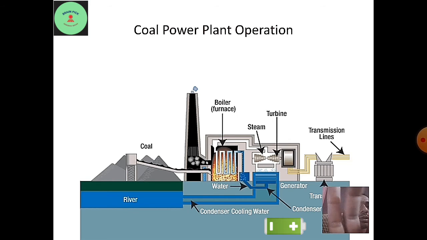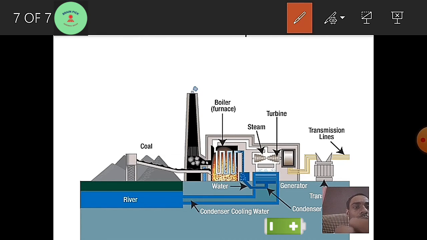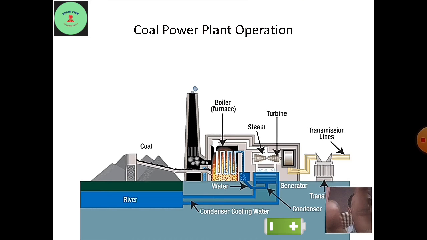After that, this steam is given to the steam turbine. The steam is given to the steam turbine, and after that, steam energy is transferred to the steam turbine, and then steam turbine produces mechanical energy, and that mechanical energy is given to the alternator, so that alternator produces electrical energy. It is an alternator or generator.